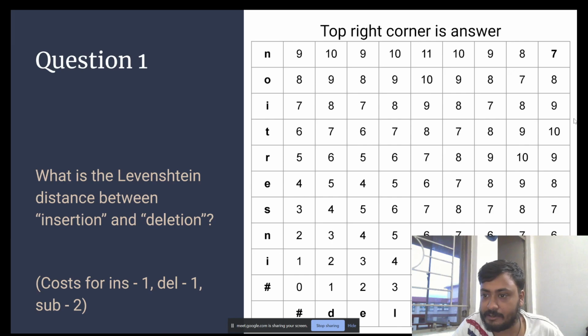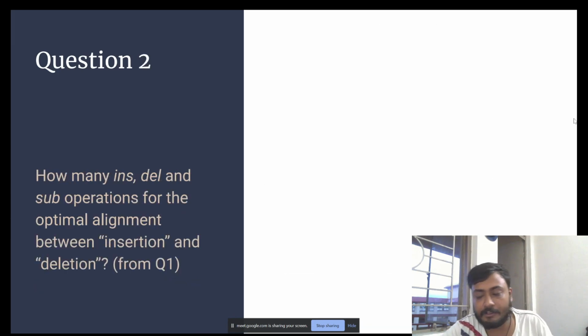All right, so let me move on to the next question, which is also related to this, and then maybe I can take up some doubts related to this topic if necessary. So the next question is regarding optimal alignment. The question asks how many insert, delete, and substitution operations are needed for the optimal alignment between insertion and deletion. All right.